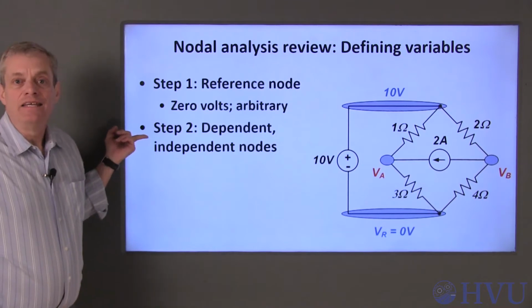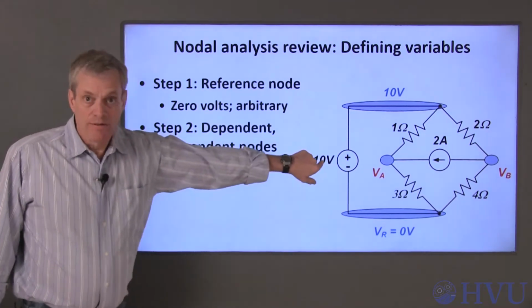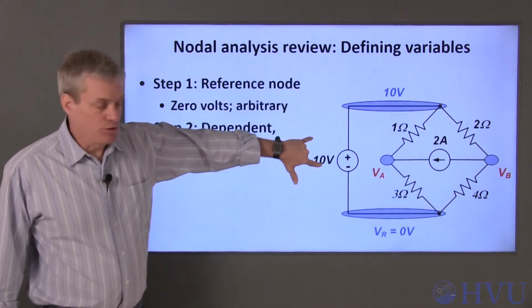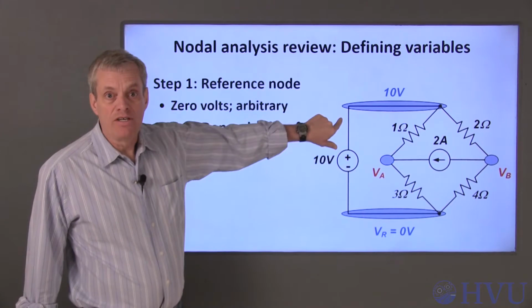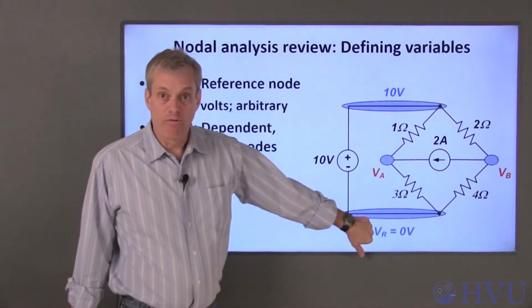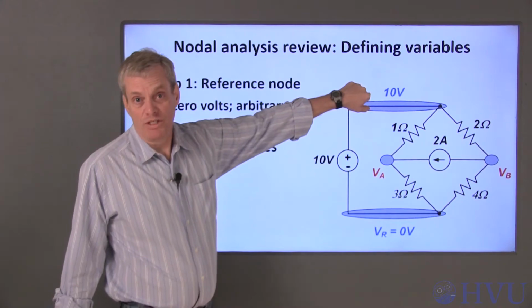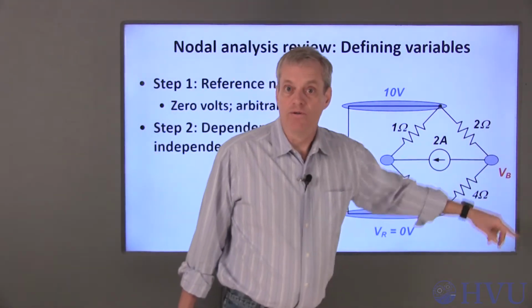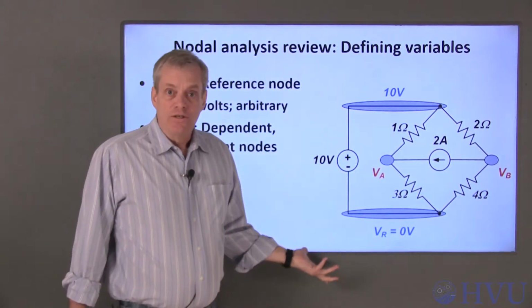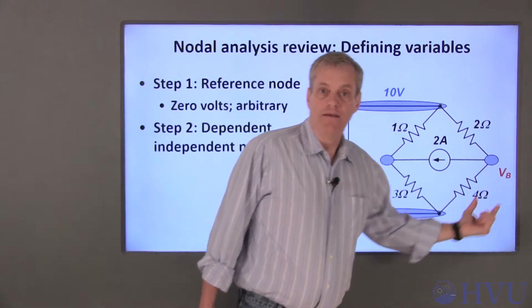Next, define independent and dependent nodes. Voltage sources create dependent nodes since the voltage difference across the source is known. These 2 nodes are dependent, and since this is my reference node, this node has a known 10 volt voltage. That leaves only these 2 nodes as my independent nodes. The voltages at these nodes are our unknown variables. I'll call those VA and VB.